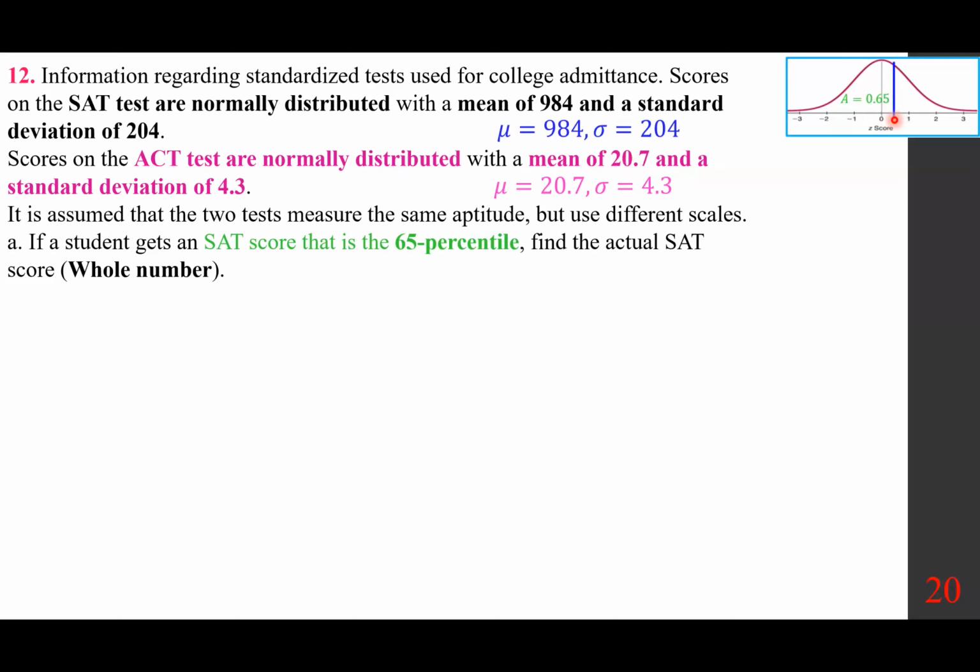We're going to find the z-score first. So this area, let's say this color, this area, everybody, is 0.65. So we are going to find this z-score here. Then from the z-score, we're going to go to the x value. Remember, z is x minus mu over sigma. So we are going to find the z-score first, and from z, we are going to go to x.